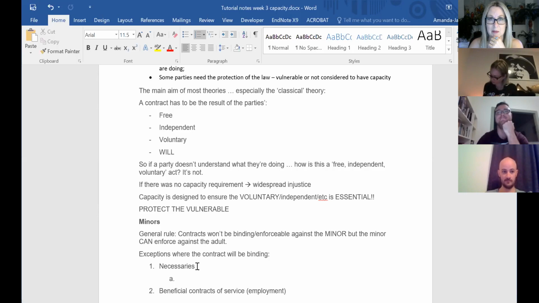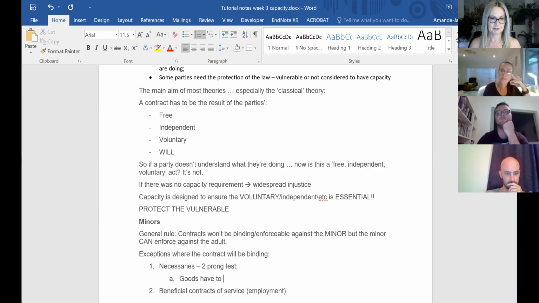So the test for necessaries is the two-prong test. The goods have to be capable of being necessary. Tammy Lee, yes, the goods have to be capable of being considered necessary. Now, this is a question of what for who?